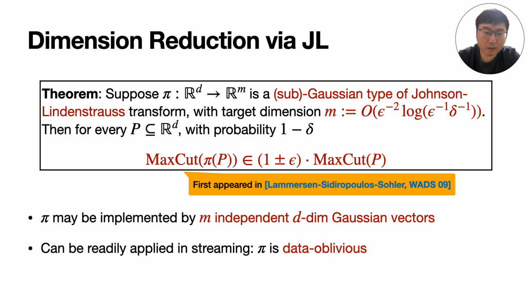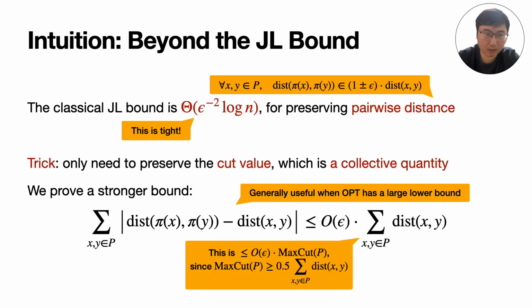So essentially, the theorem says that a black-box use of the Johnson-Lindenstrauss transform with a much smaller target dimension of only poly 1 over epsilon already suffices to preserve the max cut cost within 1 plus minus epsilon. Note that this is very powerful, since the Johnson-Lindenstrauss transform is data oblivious and readily applied in streaming. But wait, isn't it true that the Johnson-Lindenstrauss transform is tight and has a target dimension of omega log n?